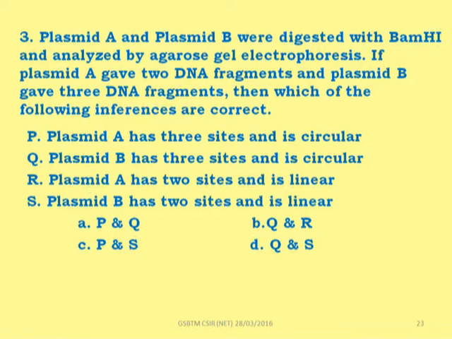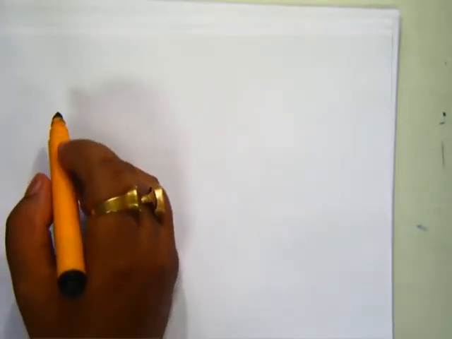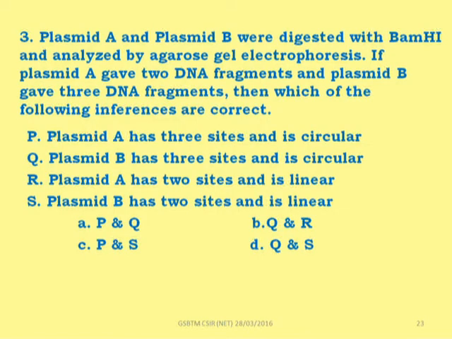Next question, it's a very important one. Now here we can see on the teletop there are 2 plasmids. First we can see the question, then we will see it on the teletop. Plasmid A and plasmid B are digested with BamHI and analyzed by agarose gel electrophoresis. If plasmid A gave 2 DNA fragments and plasmid B gave 3 DNA fragments, then which of the following inferences are correct? P. Plasmid A has 3 sites and is circular.